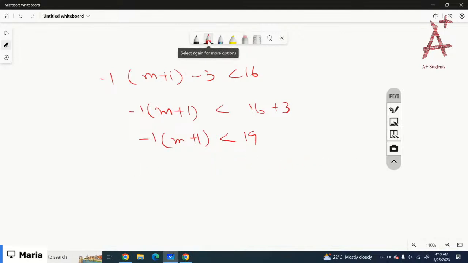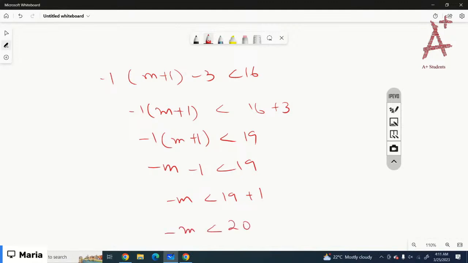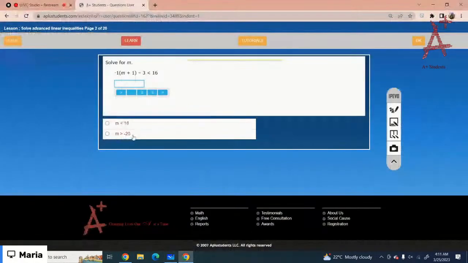Okay, so it would be then negative m, negative 1 is less than 18. Move negative 1 to the other side, it would be negative m is less than 19 plus 1. Negative m, 19 plus 1 is 20. Now you can multiply, m is less than negative 20. So the correct option is m less than negative 20. Got it?